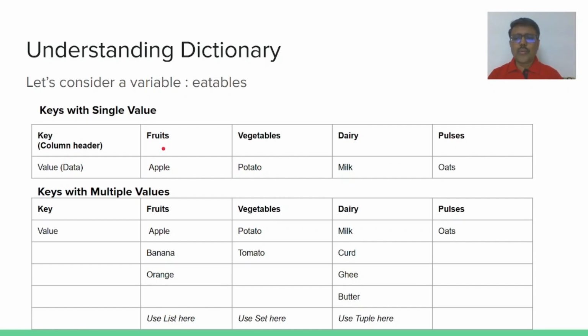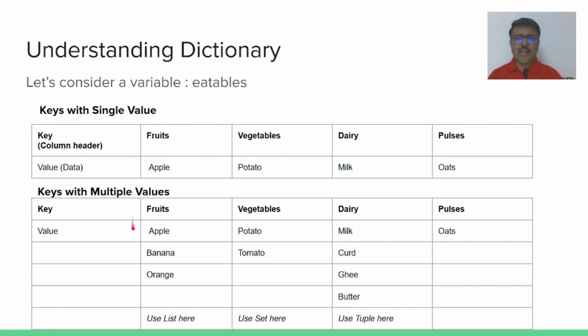For example, we have fruits. You are giving only one value to that: apple. And you have vegetables, where you are giving one value as potato. And you have dairy products, just one value assigned to it, called milk. And then pulses, you are assigning the value oats, right? That means you are giving only one single value to each key. That is why it's called keys with single value pair.